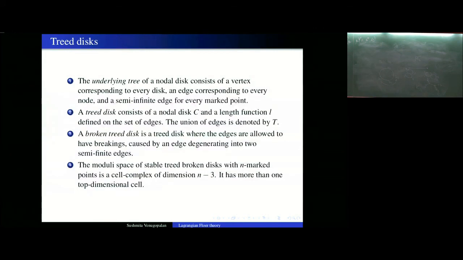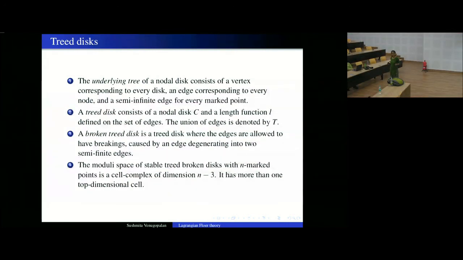And then for defining a tree disk, the additional information is a length function on the set of edges. The semi-infinite edges are automatically of infinite length, so there's nothing to define on those. You just put L equals infinity. But on all the other edges, you assign a length value between 0 and infinity. So lengths can be infinite. That really should have been specified there. So L takes values between 0 and infinity.